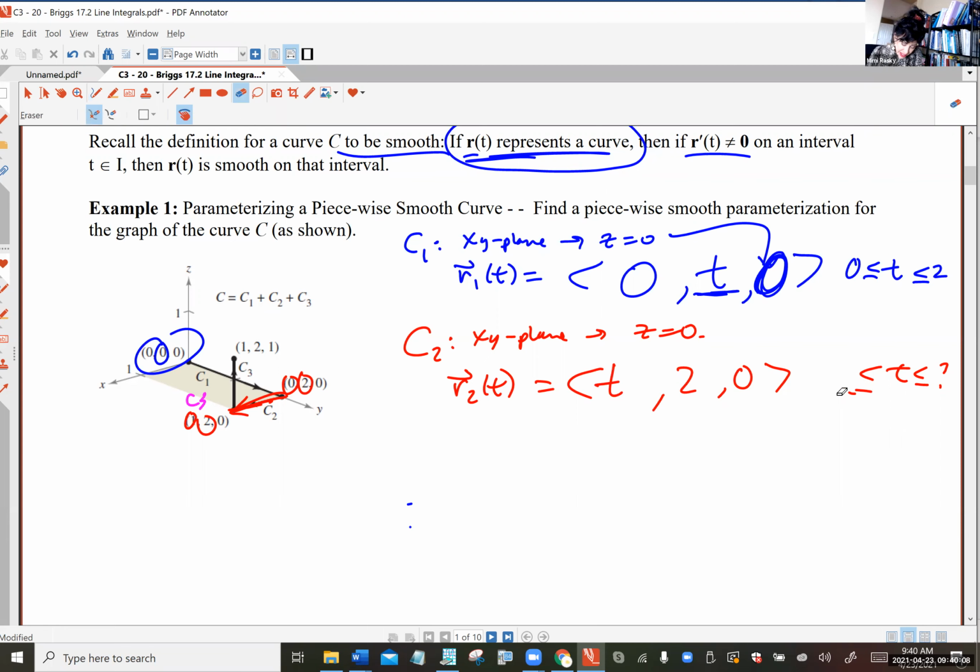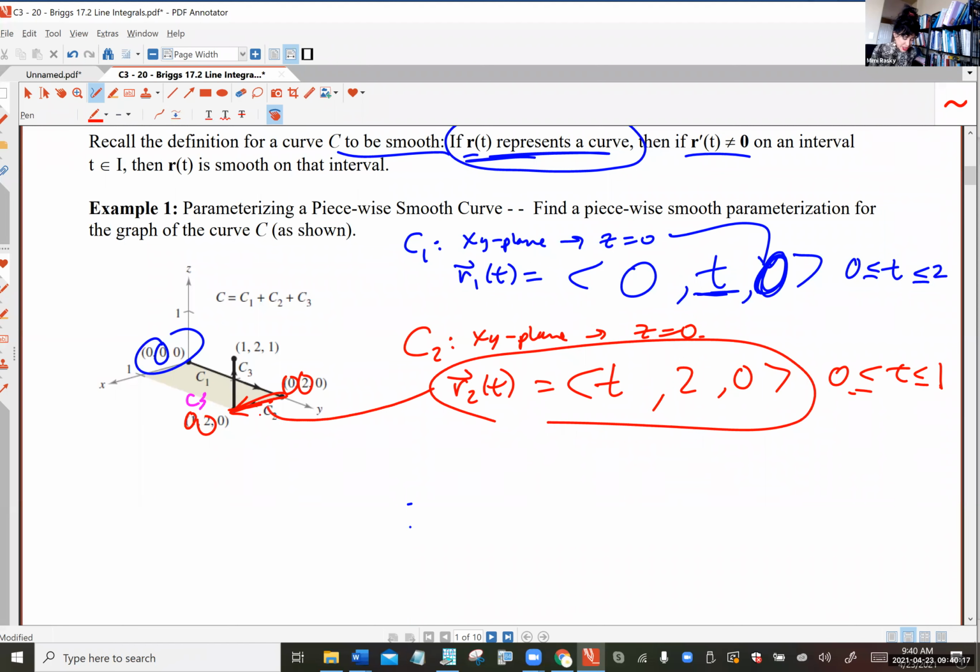And then since X is starting at 0 and ending at 1, how about we'll just have the time T start and end at 1. So that way this parameterization matches this straight line exactly. Yay!